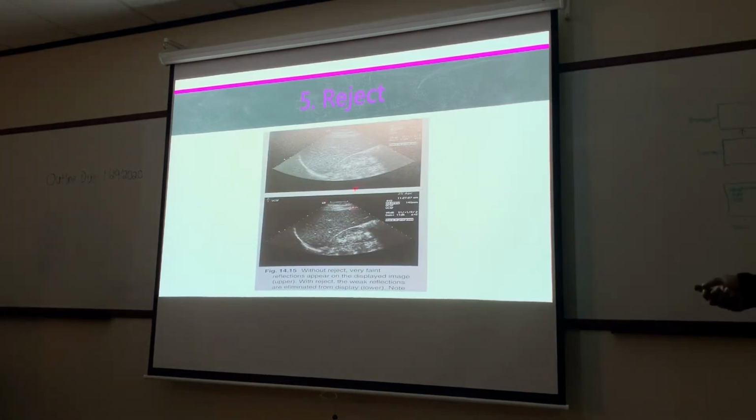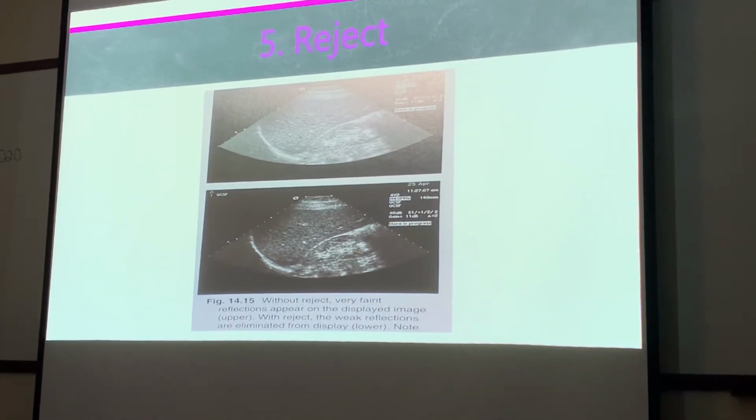Okay. So this is how it kind of works right there, guys. Without reject, very faint reflections appear on the displayed image. Our upper image is kind of fuzzy. You can see the fuzz on that image, right? You can see how it's not as clear. It just has that haze over it, that noise contamination.